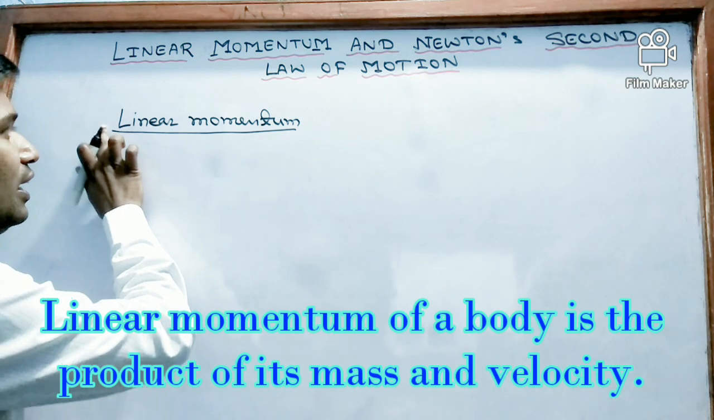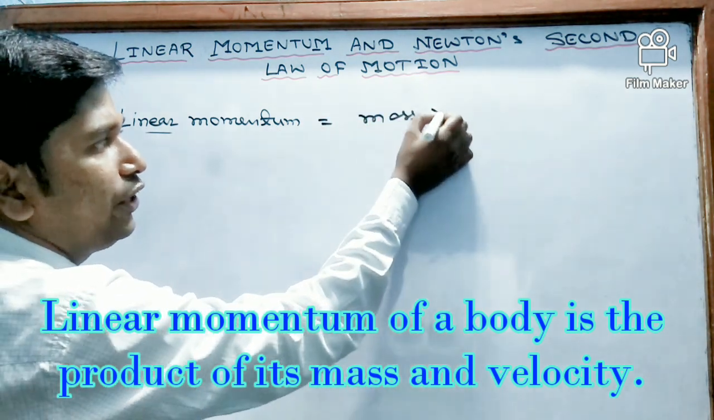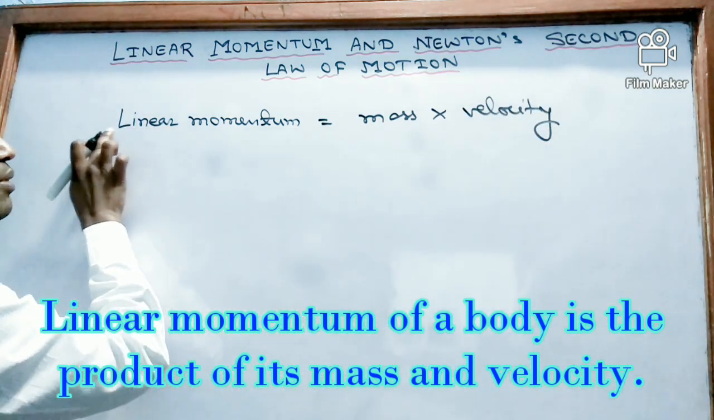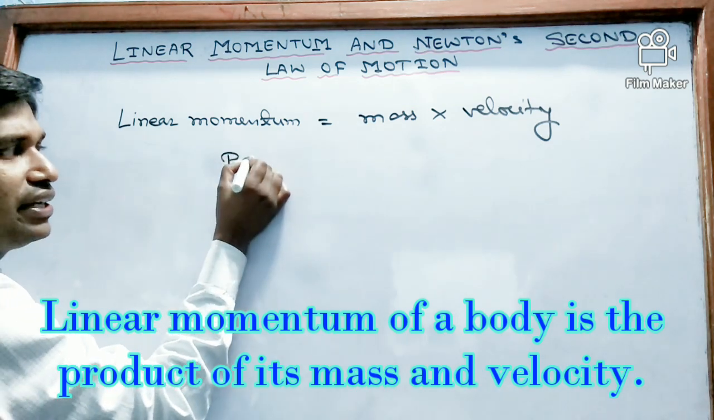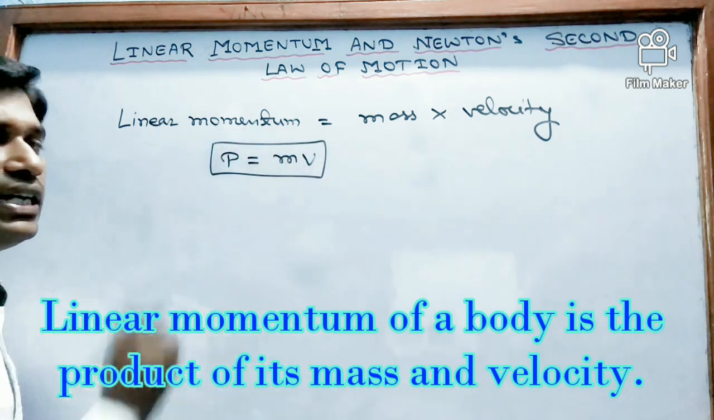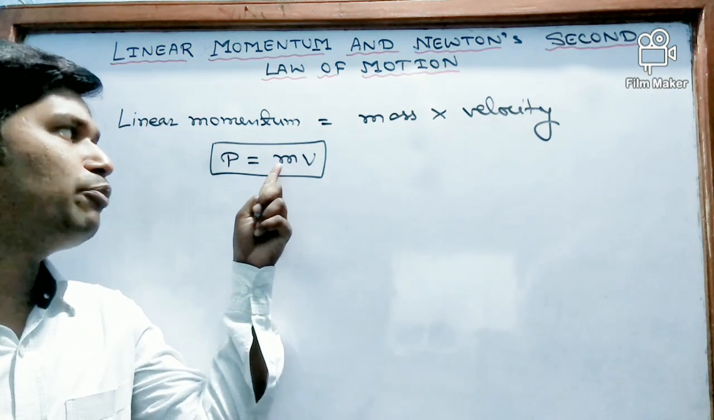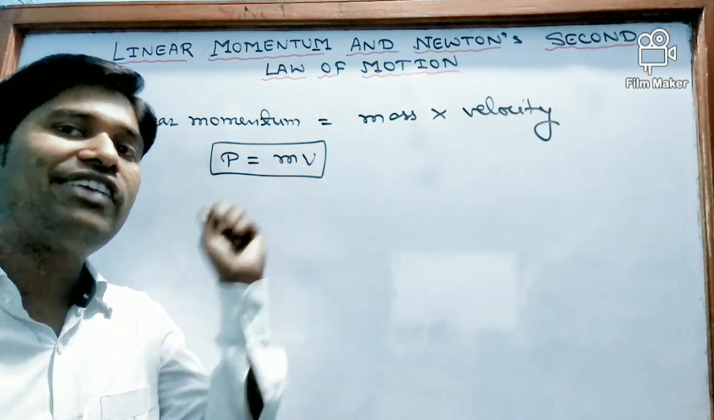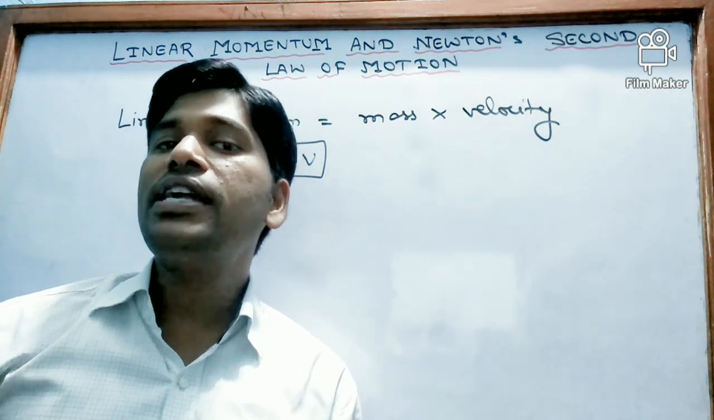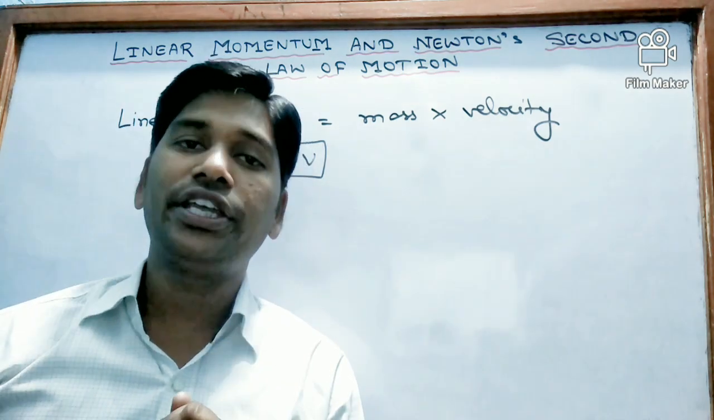That is, we can write linear momentum is equal to mass into velocity, or this linear momentum is denoted by P. P is equal to mv. Linear momentum is a vector quantity because it is the product of mass and velocity, and velocity is a vector quantity. The direction of linear momentum is in the direction of velocity of the body.